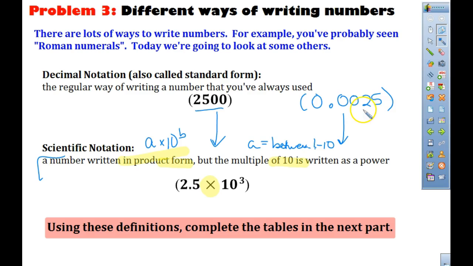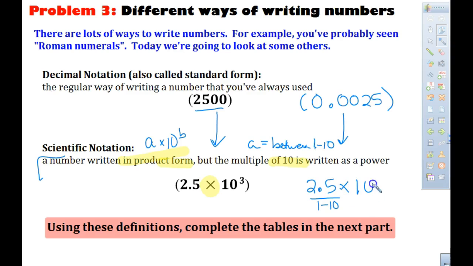0.0025, or we'd read this as 25 ten-thousandths if we are looking at that. We're going to write it as 2.5 in scientific notation. So the number always has to be first between 1 and 10. So 2.5 is between 1 and 10. If I had 25 or 0.25, that would not work.